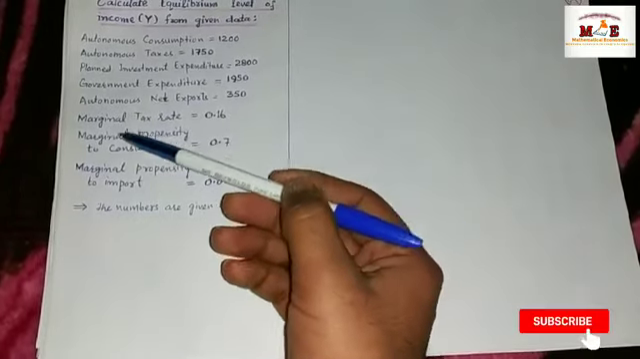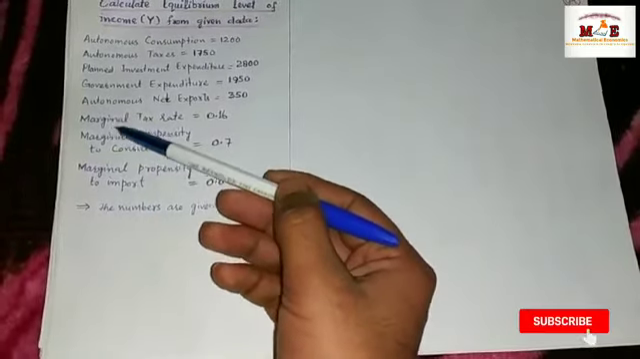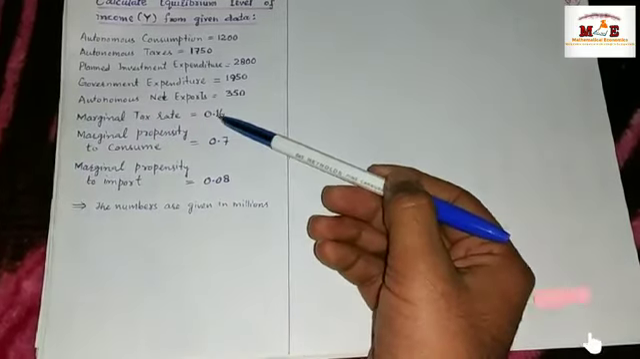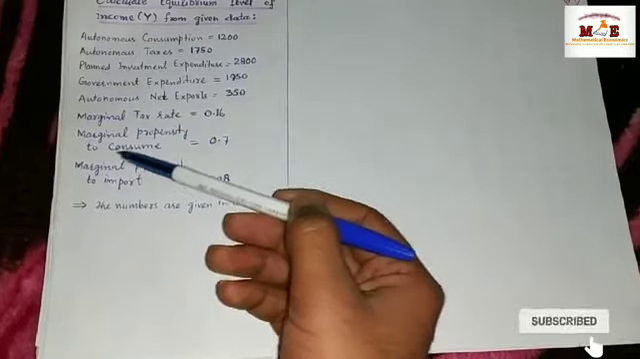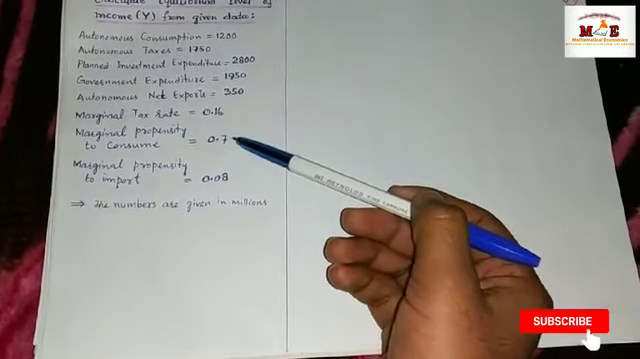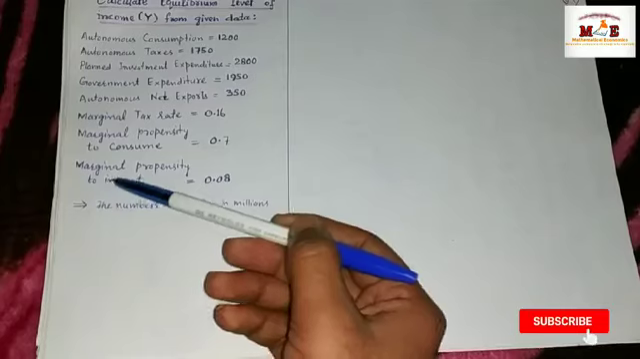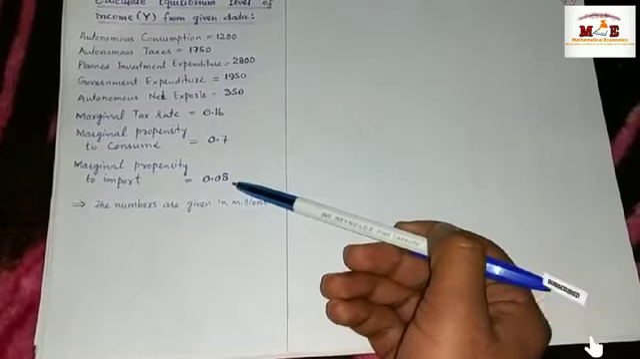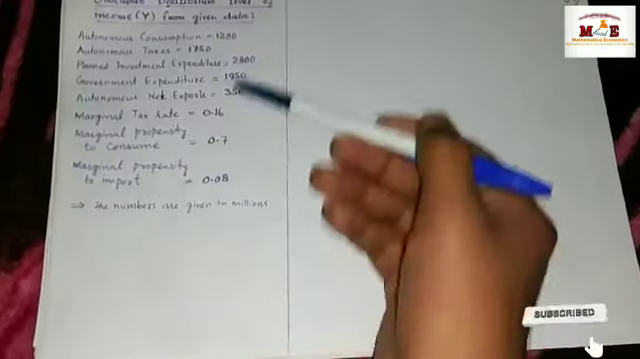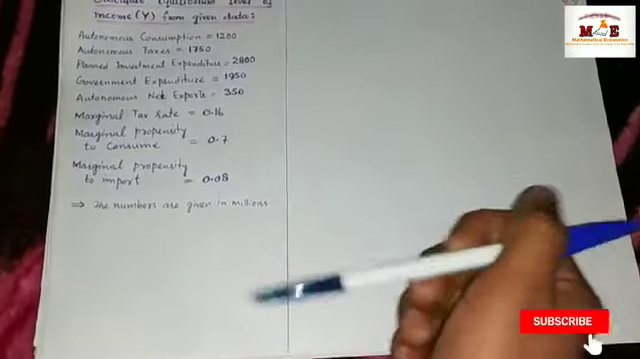We are also given some rates like marginal tax rate, which is equal to 0.16, marginal propensity to consume, which is equal to 0.7, and marginal propensity to import, which is equal to 0.08, whereas the numbers which are given here are in millions.